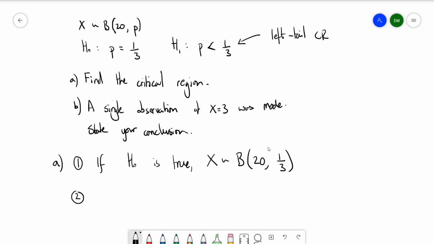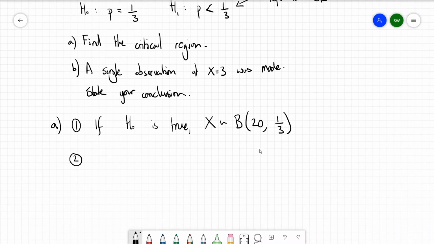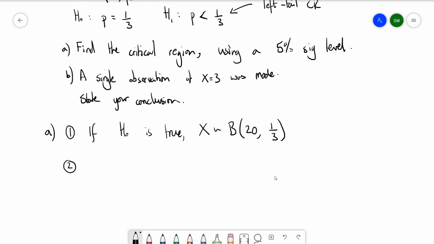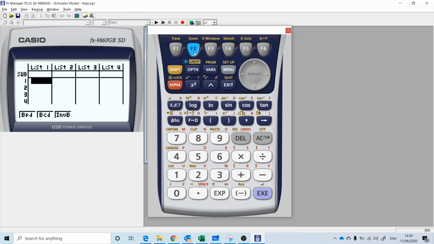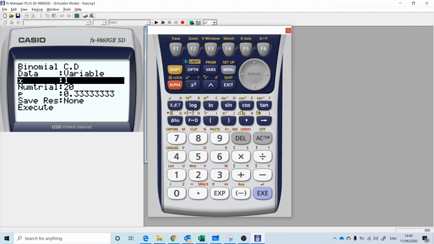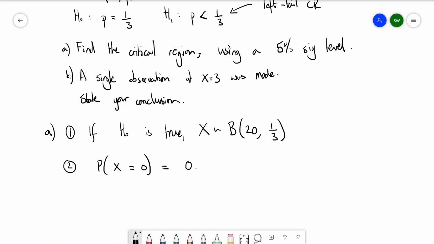Your next step is actually to use a bit of trial and error to find out what the critical region is. So because it's a left tail critical region, let's start off by finding out what the probability of X equals 0 is, and you can always start off by doing this for a left tail critical region. So if you go on distribution, binomial, cumulative, and you put X is 0, that will give you the probability of X being less than or equal to 0, which is just the same as the probability of X being 0. Number of trials is 20, and for p, we're going to put the H0 p in, which is a third. So that probability is 0.04%.